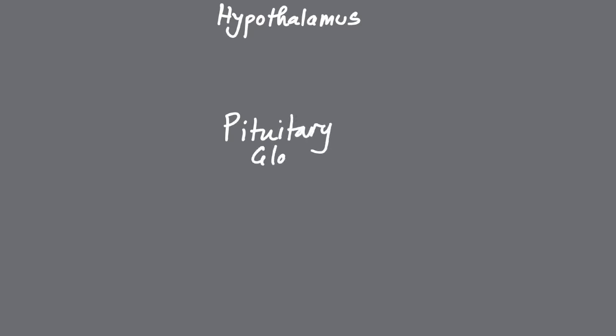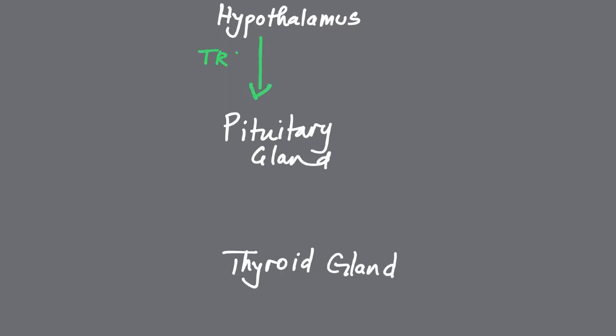The endocrine system plays a very important role in maintaining homeostasis. It does this by negative feedback. So let's take a look at the negative feedback loop between hypothalamus, pituitary gland, and the thyroid gland. The hypothalamus releases a hormone called thyroid releasing hormone, which activates the pituitary gland to produce thyroid stimulating hormone, which stimulates the thyroid gland to produce thyroxine.